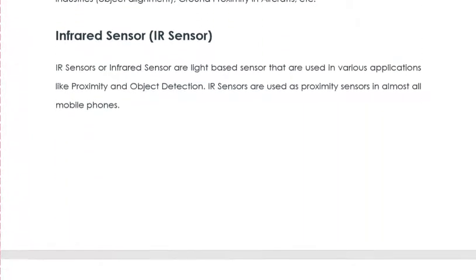Another one is your infrared sensor, IR sensor. IR sensors or infrared sensors are light-based sensors that are used in various applications like proximity and object detection.